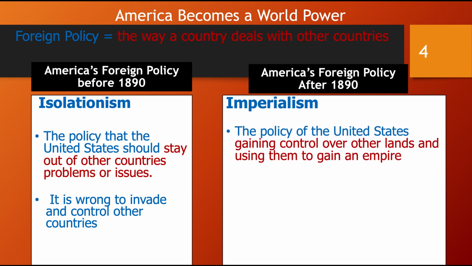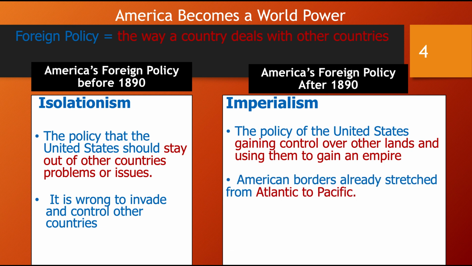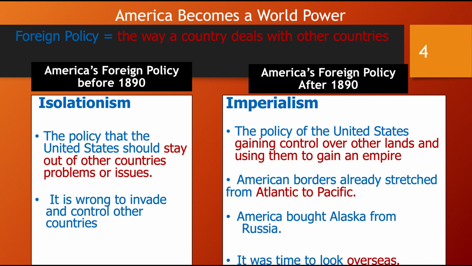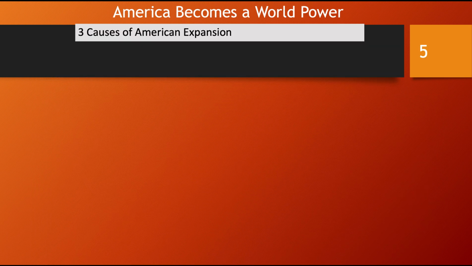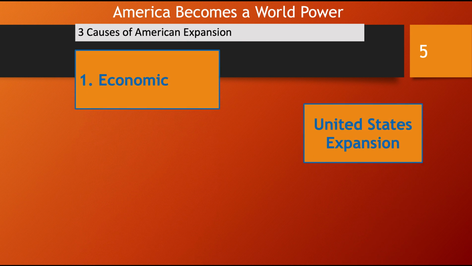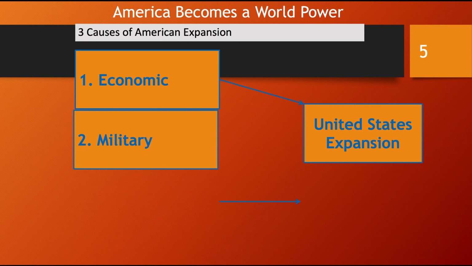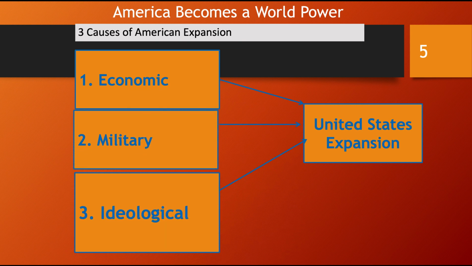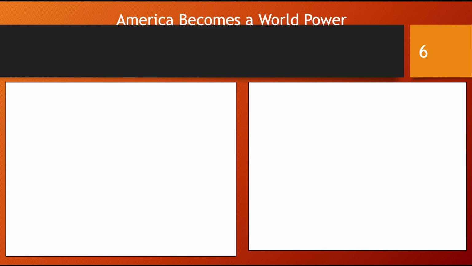The policy of the United States gaining control over land and using it to gain an empire. American borders already stretched from the Atlantic Ocean to the Pacific Ocean. America also bought Alaska from Russia, so it was now time for us to look overseas. There are three causes of us finding land overseas. First is economic, the second is military, and the third is ideological. Now we'll break them down.